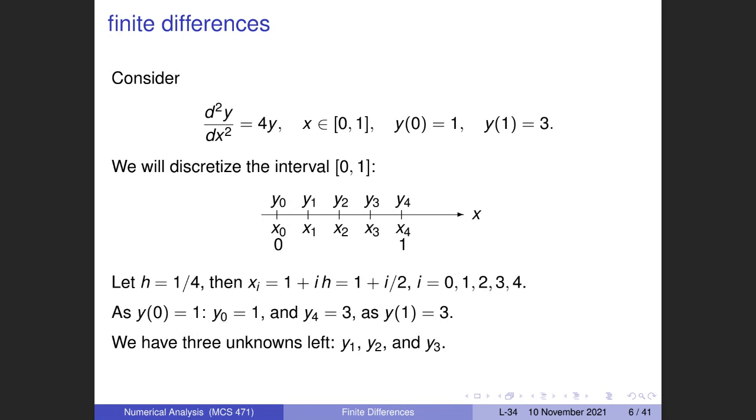We have 5 x values. So here it's very nice to start counting again from 0. And n here, the number of subintervals, is 4, and that also determines then the step size h as 1 over n. Very convenient. We have the boundary values. So the boundary conditions are of Dirichlet type. So we can immediately replace y0 by 1 and y4 by 3. So we have now 3 unknowns left, 3 unknowns that will be the unknowns in the linear system.